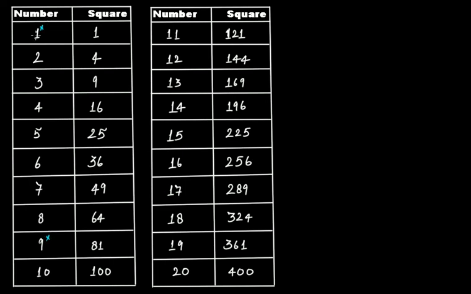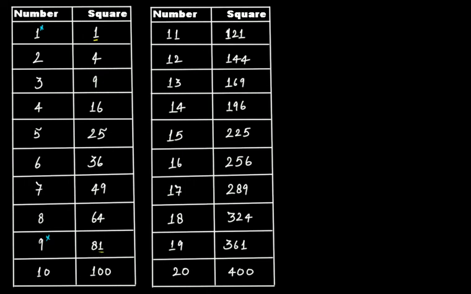What's the square of 1? It is 1. What's the square of 9? It is 81. Now concentrate on the units place. In this, since this is a single digit number, it has only a units place. So at the units place you have 1. In this case, at the units place you have 1.